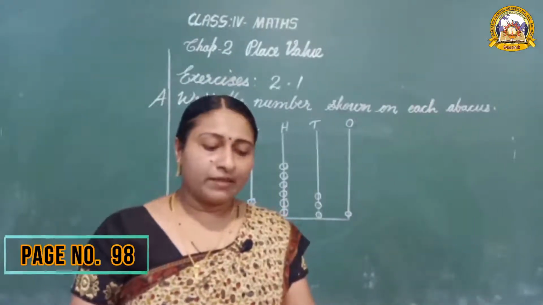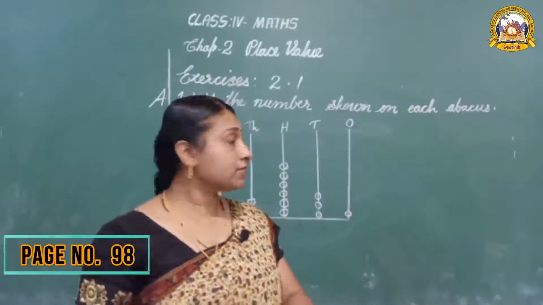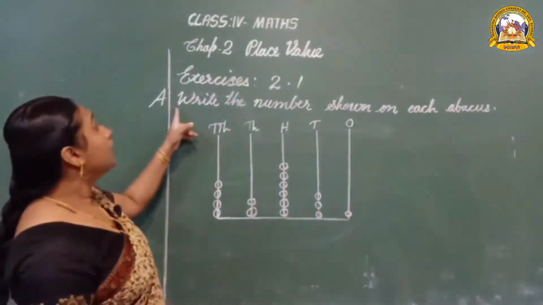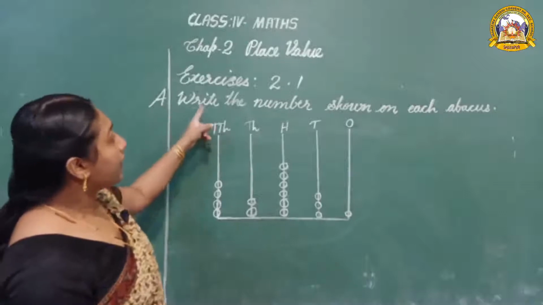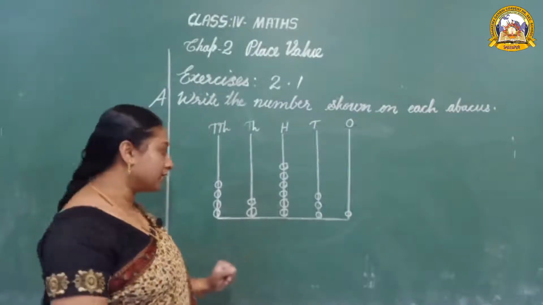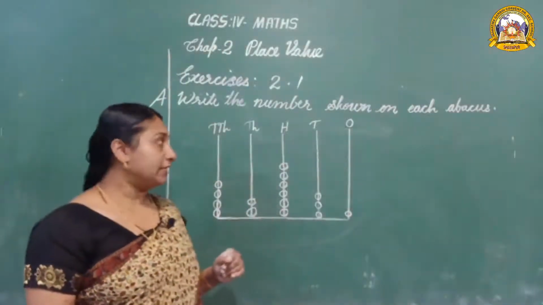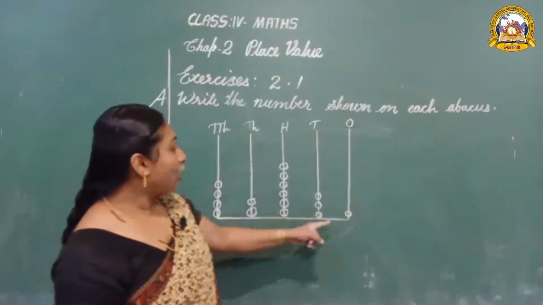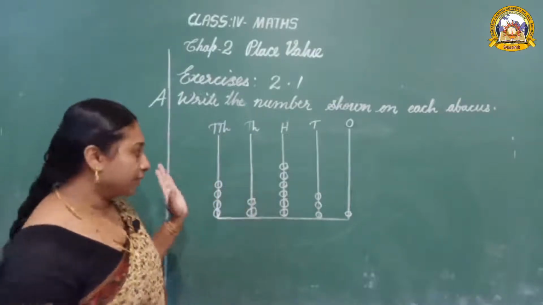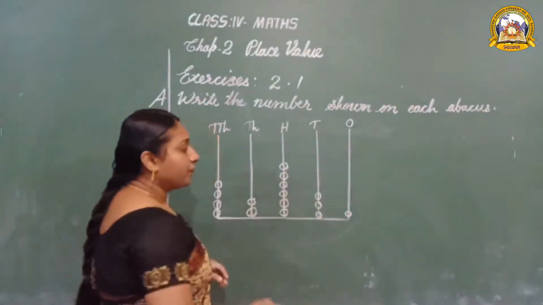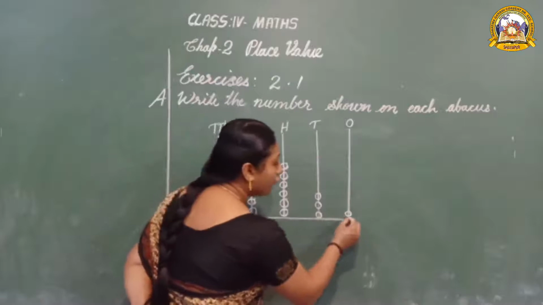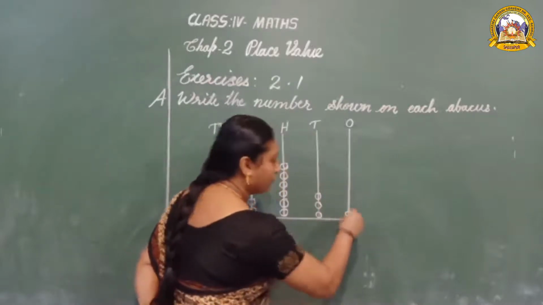Take your book, page number 98, exercise 2.1. Okay, first question number 8. Write the number shown on each abacus. Here we can see an abacus. We have to give the number. Children, you can see how many spikes are there? 1, 2, 3, 4, 5 spikes are there. Then under each spike we have to write the number. How many beads are there? Yes, there is only one bead, so we should give 1.